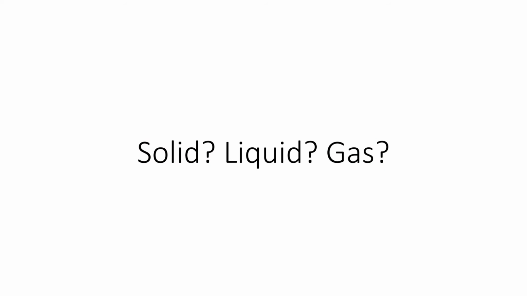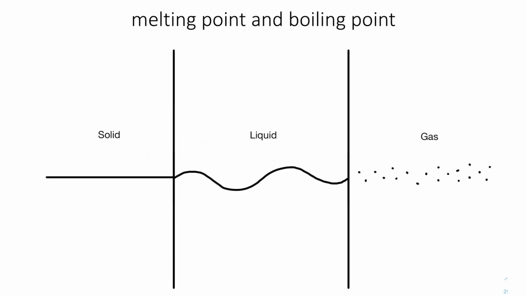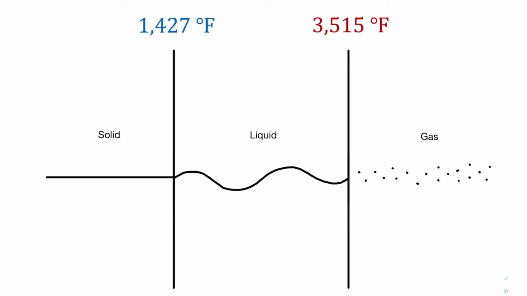One physical property you could look up is the phase of a molecule. Is the molecule a solid, a liquid, or a gas? Well, at sea level, that will depend on temperature. And so, calcium chloride will be a solid if the temperature is below 1,427 degrees Fahrenheit. Notice that's an enormous temperature. That includes room temperature. If you get it hotter than 1,427 degrees Fahrenheit, but less than 3,515 degrees Fahrenheit, it will turn into a liquid.